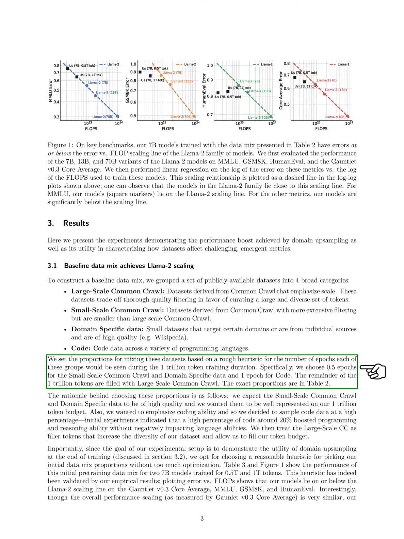We decided on the proportions for mixing these datasets based on how many epochs each group would be seen during the 1 trillion token training period. We allocated 0.5 epochs for small-scale Common Crawl and domain-specific data, 1 epoch for code, and the rest of the tokens were from large-scale Common Crawl. The reasoning behind these proportions was to ensure high-quality data representation within our budget and to emphasize coding ability.